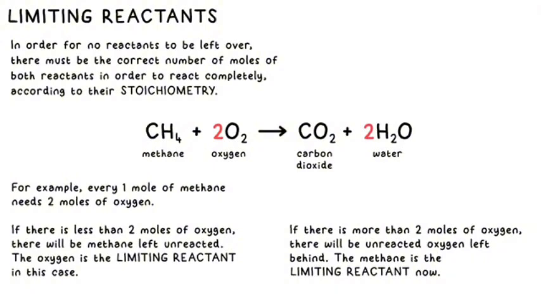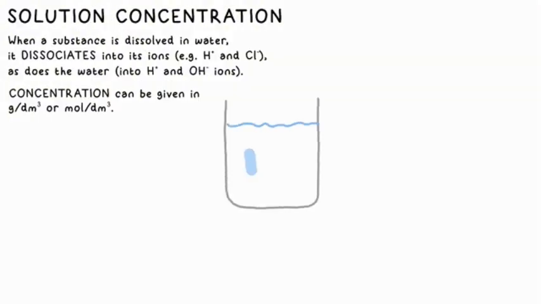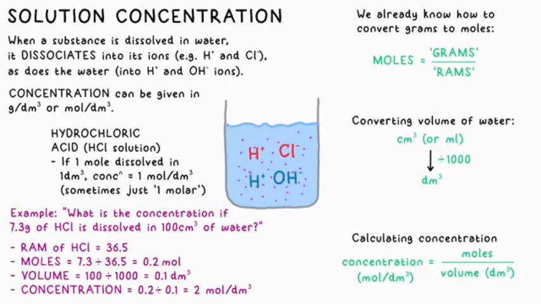It ran out first. The concentration of solutions can be given in grams per decimeter cubed, where a decimeter cubed is 1000 centimeter cubed. But it's often useful to convert this into moles per decimeter cubed instead. If 1 mole of HCl is dissolved in 1 decimeter cubed of water, we've made hydrochloric acid at a concentration of 1 mole per decimeter cubed. Sometimes we shorten this to just 1 mole.